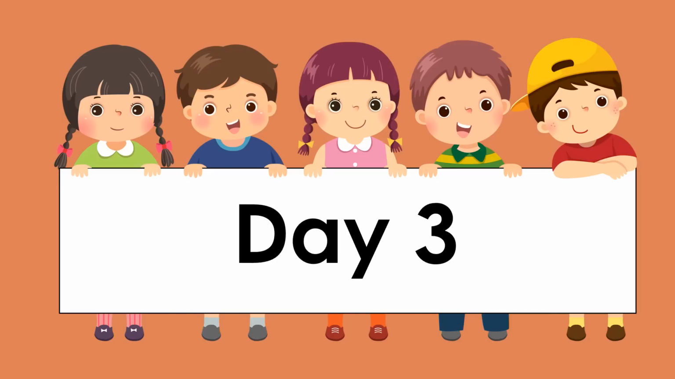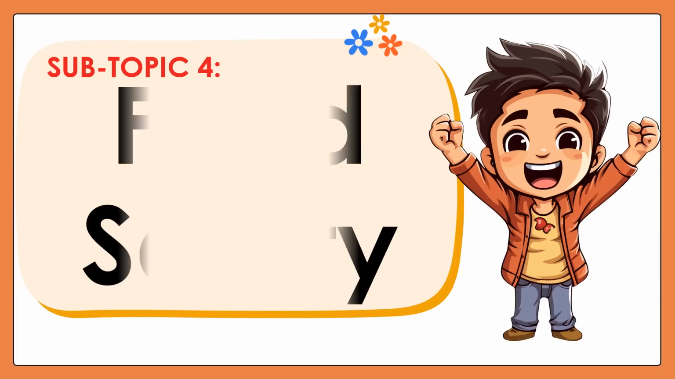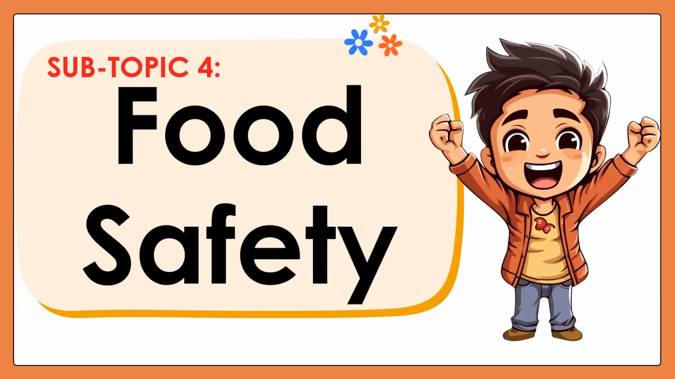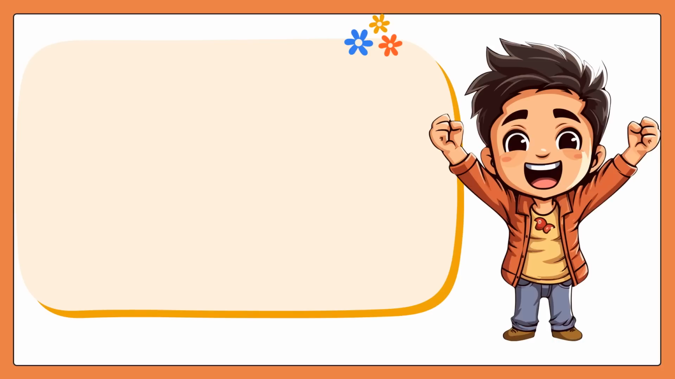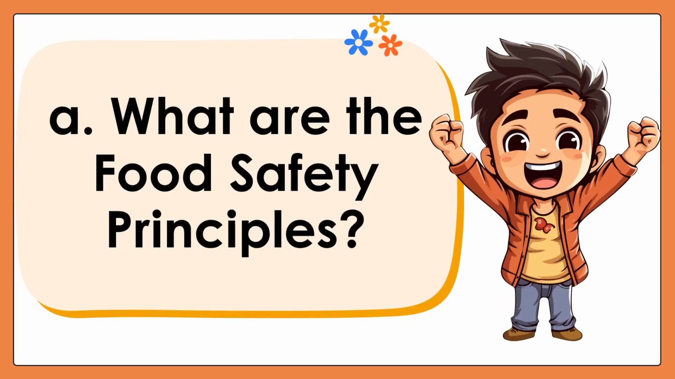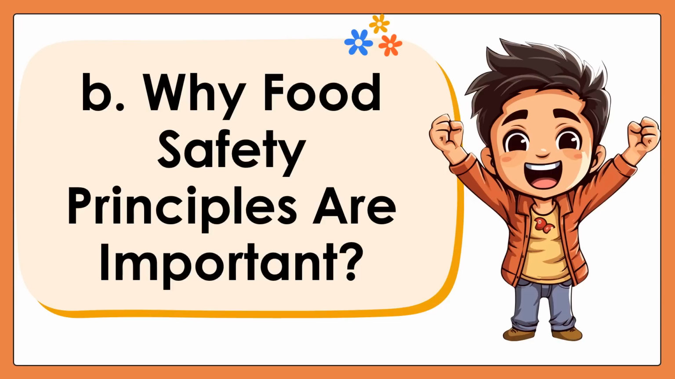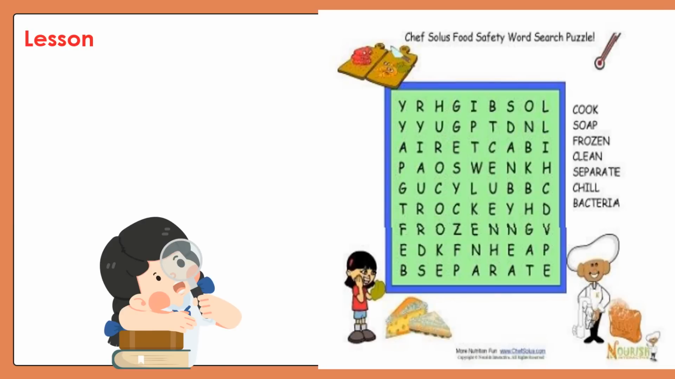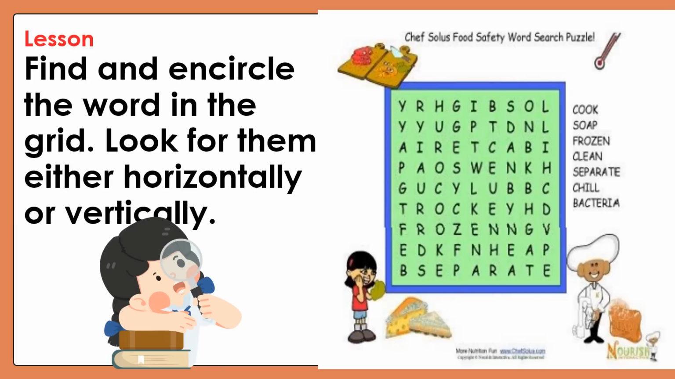Day 3. Food safety. A. What are the food safety principles? B. Why food safety principles are important? Let's have a lesson activity. Find and encircle the word in the grid. Look for them either horizontally or vertically.